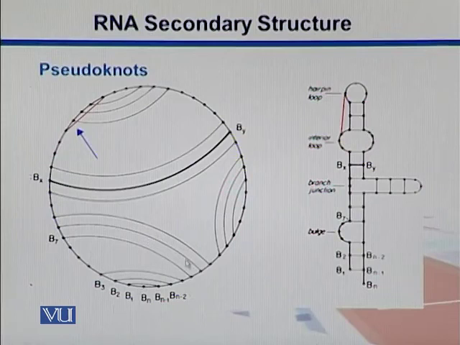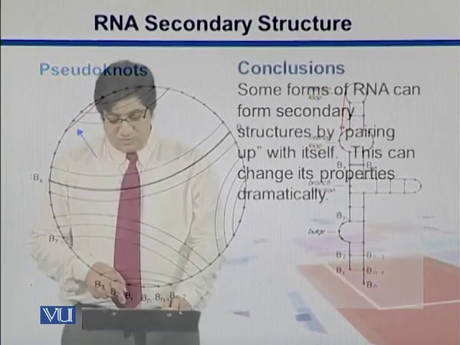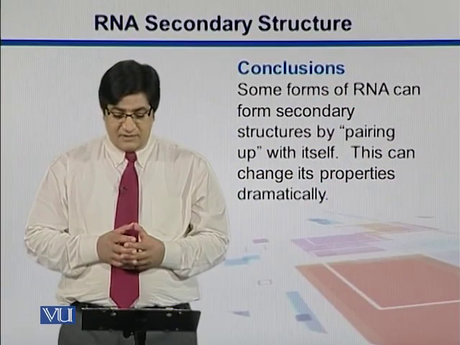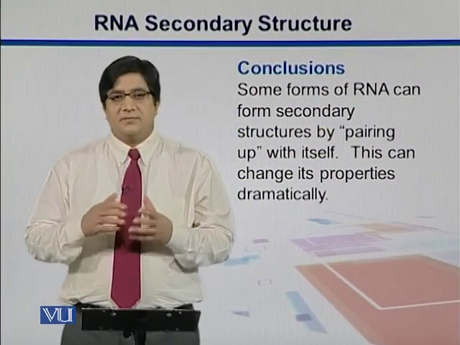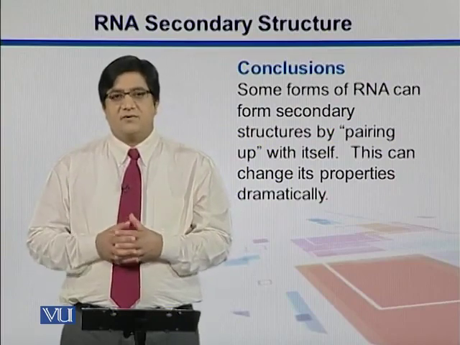So we see the pseudoknot up there in the top part, and here we also see that this sequence starts with a base which we call B1, and it goes all the way and ends at Bn. That is also an important test, in order to make this circular arrangement, of how you would arrange those start and end points. So we see that some forms of RNA can form secondary structures by pairing with themselves or by folding on themselves.